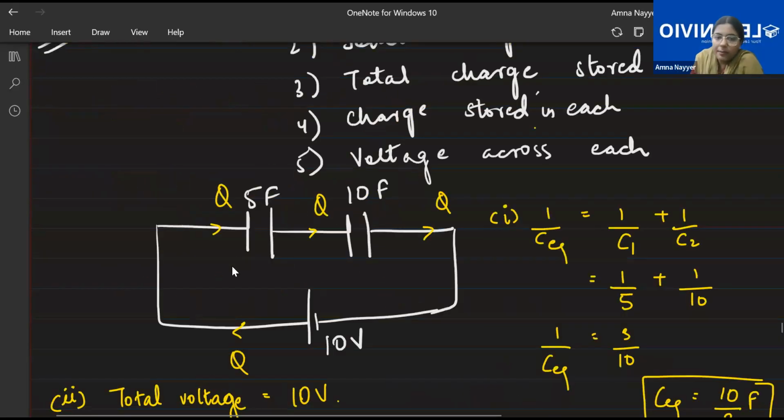And why? See, capacitance is different, C1, C2. Voltages are different, V1, V2. But charge is the same. This is the whole fundamental concept about the series combination. Okay?